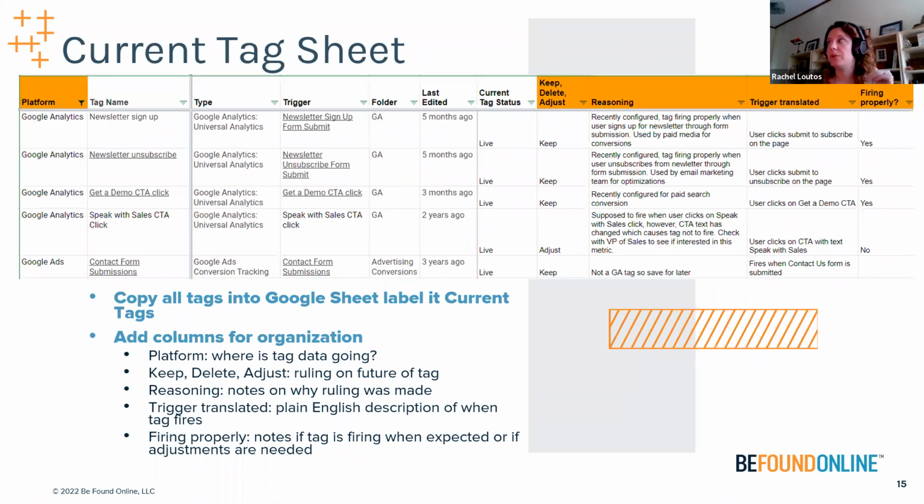And then the last one is firing properly. So we're going to go through a process where we're testing all of our tags to make sure that each tag is working properly. Or if it's not for some reason, you can put a simple yes or no in this last column. And if there's anything additional that you need to know, you can put it in the reasoning column here.